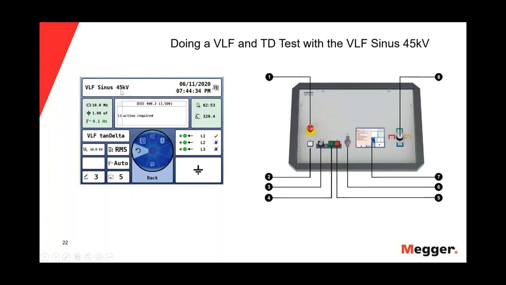So here it's a VLF sine 45 unit, with a date and timestamp for you so that you never lose that data. The standard that you'll be using in this particular case is 400.2, 1.5 times, L1 action required. Of course, here's the VLF tan delta. And this is your jog wheel as you use your mouse. It's telling you the phases that you've already done, that you're grounded, and so on and so forth.